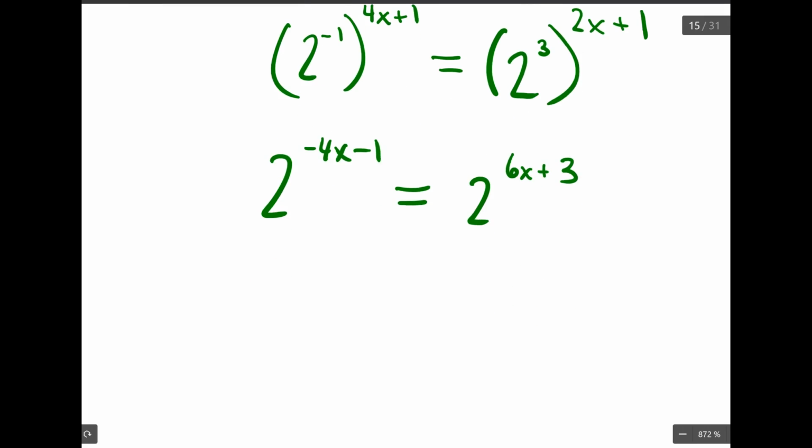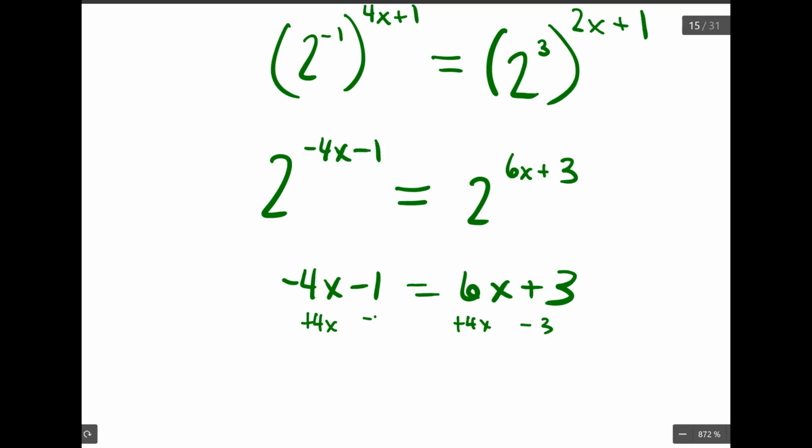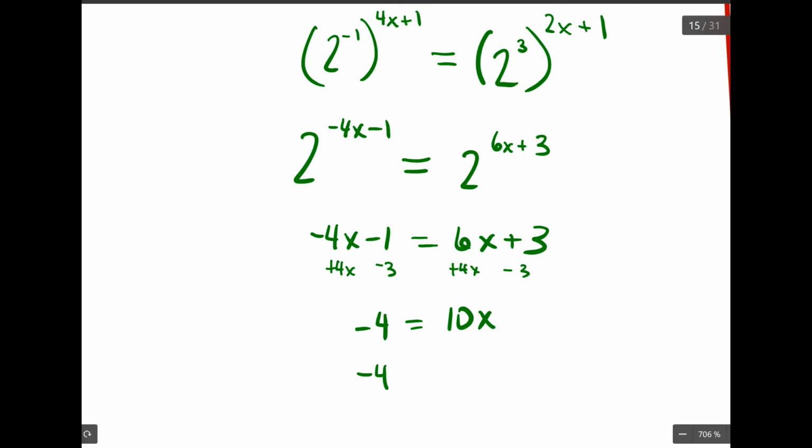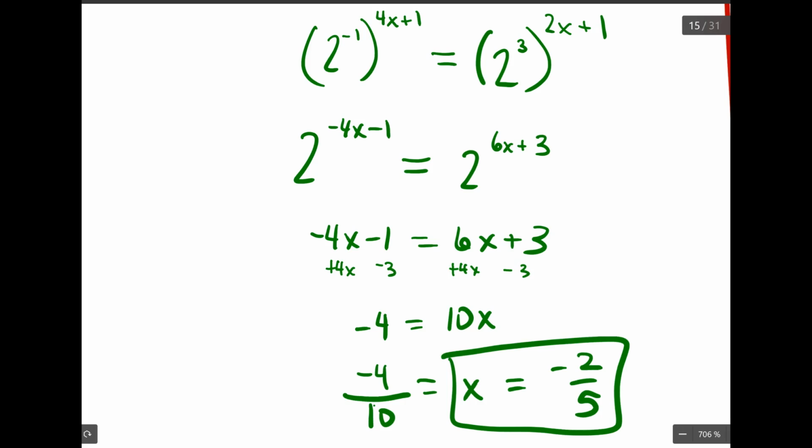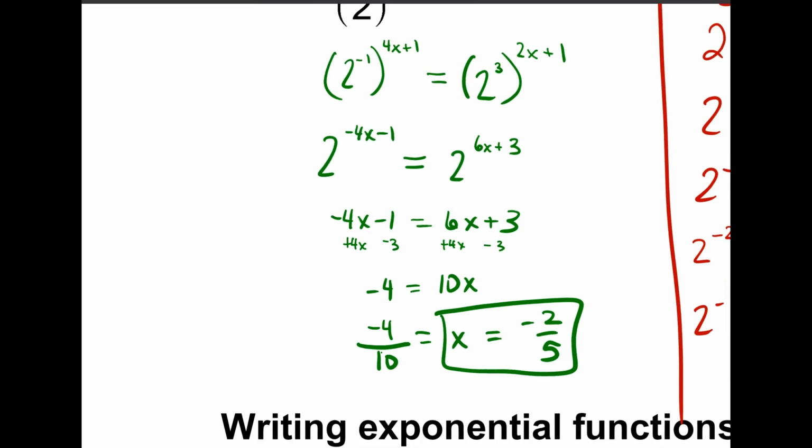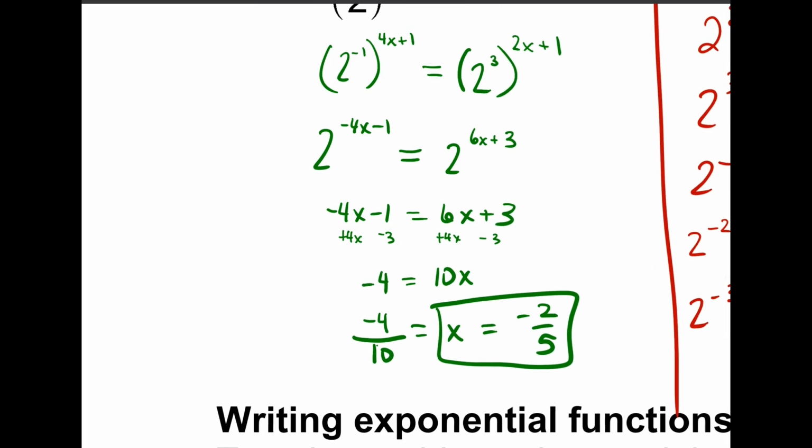And then you do negative 4x minus 1 equals 6x plus 3. And you add 4x on both sides to get rid of it. And then you subtract 3 to get rid of it. And then you have negative 4 equals 10x, and then you divide it. So when you divide it, you get negative 4 tenths equals x. So your x is negative 4 over 10, which is also negative 2/5. Good. So this is a harder one because there's a fraction.